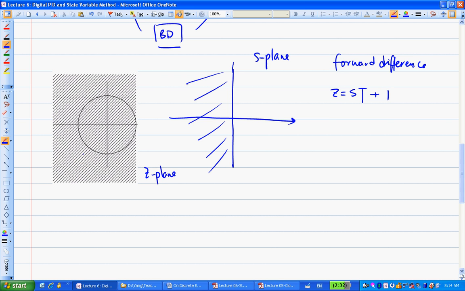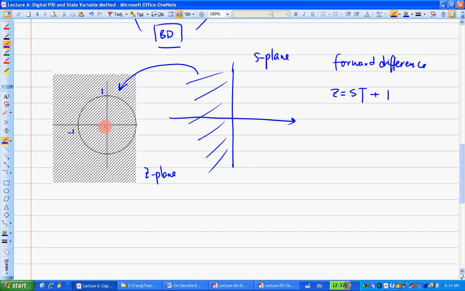So it's actually this left side of the S plane here that is going to be mapped into this shaded area here. That's what the figure in the textbook means. So the left side of the S plane is going to be mapped into this shaded area. What does that mean? This circle is a unit circle, and this is the unit circle in the Z plane.